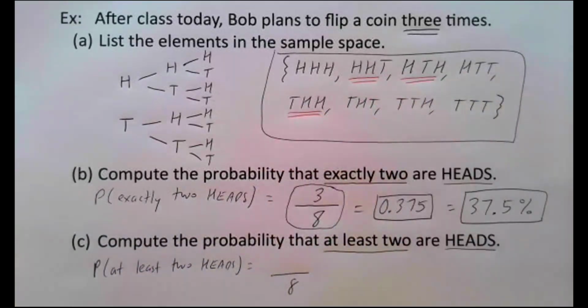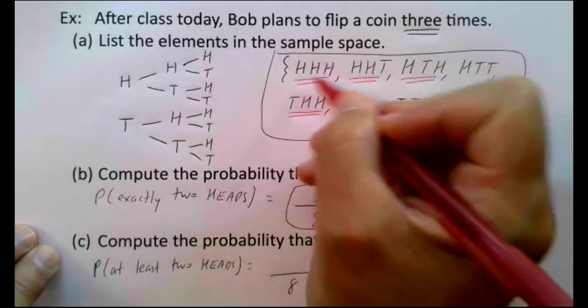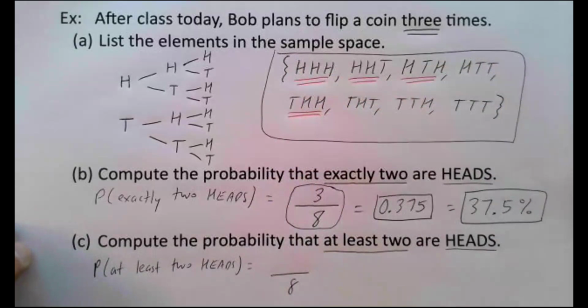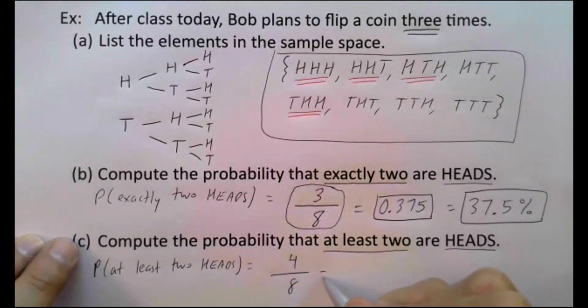But at least 2 means 2 or more. So when it says at least 2, we could be talking about 3 also, like this one has at least 2 heads. I know it has 3 heads, but it has at least 2. So when it says at least 2, that means 2 or higher. So there's actually 4 of the 8 that have at least 2 heads, and that is not reduced.